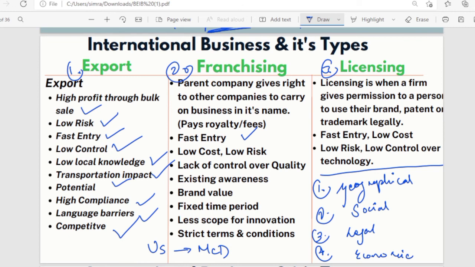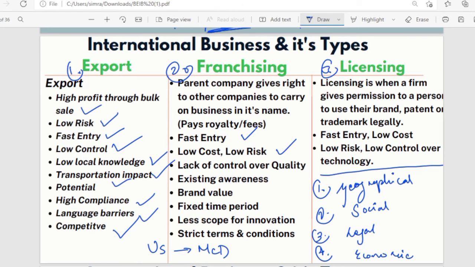So the business will run automatically, but you will just have to pay some royalty, some fees from the profit that you're earning. So the entry mode is again fast. Low cost, low risk. Why low cost, low risk? Because cost, you hardly will bear any cost because the setup and everything will be done as it is done in the original MACD. Risk is low because you have seen already the franchise is running fantastically. You just have to open it in your city, in your state, and it's going to do well. So obviously low cost, low risk.